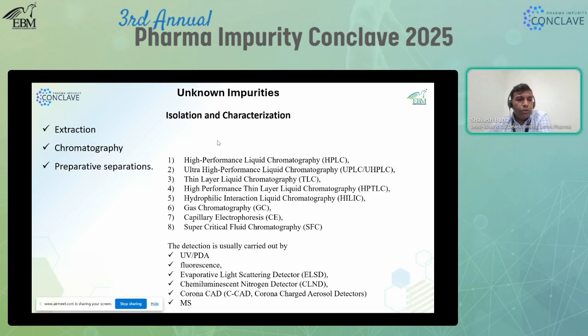For extraction, we generally use preparative or chromatographic separations. Preparative scale, from milligram to kilogram level, is available in the markets. There are multiple chromatographies we can use: HPLC, UHPLC, TLC. Sometimes TLC and flash chromatography are very useful where only two isomers are there. HPTLC, HILIC nowadays. Gas chromatography is generally less preferred for isolation, but capillary electrophoresis is also one of the good techniques to use.